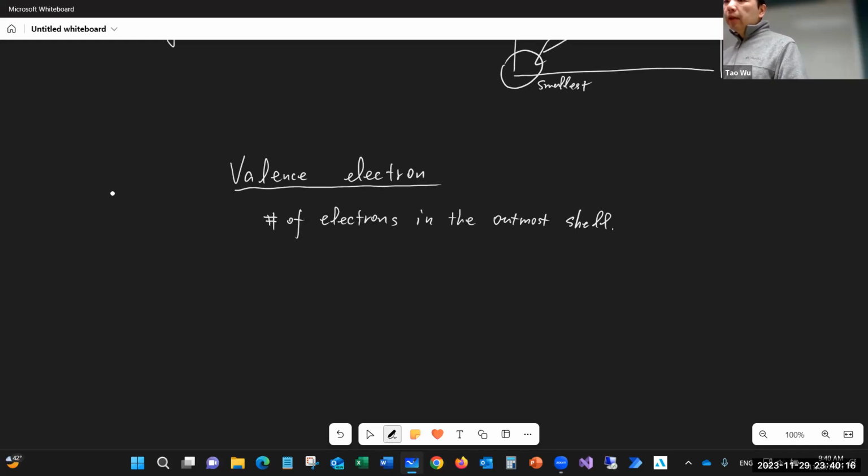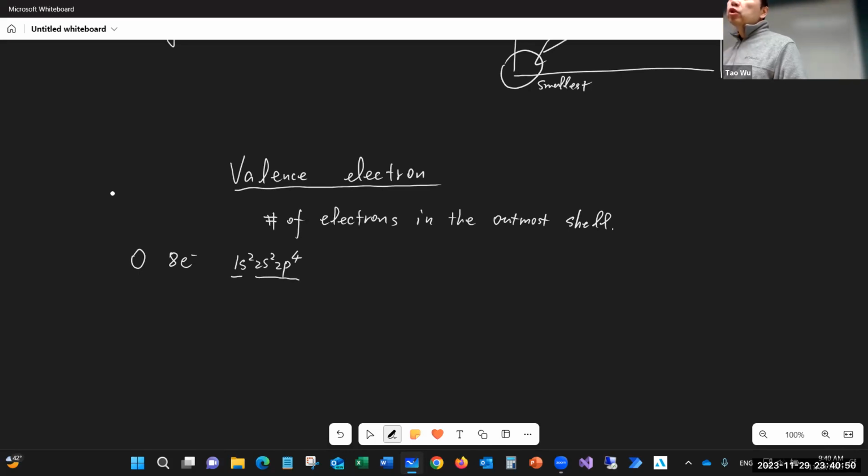Okay, so what does that mean? Let's make an example, like oxygen. Oxygen has 8 electrons. So the electron configuration is 1s2, 2s2, 2p4. This is the electron configuration for oxygen, right?